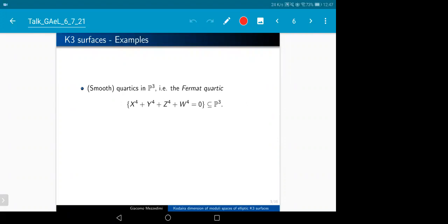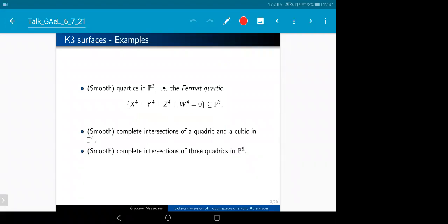Let me give you some very usual examples of K3 surfaces. We have smooth quartics in P3, where maybe the most famous example is the Fermat quartic. Still very famous are complete intersections in P4 and P5. For K3 surfaces, these are complete intersections of a quadric and a cubic in P4, and complete intersections of 3 quadrics in P5.